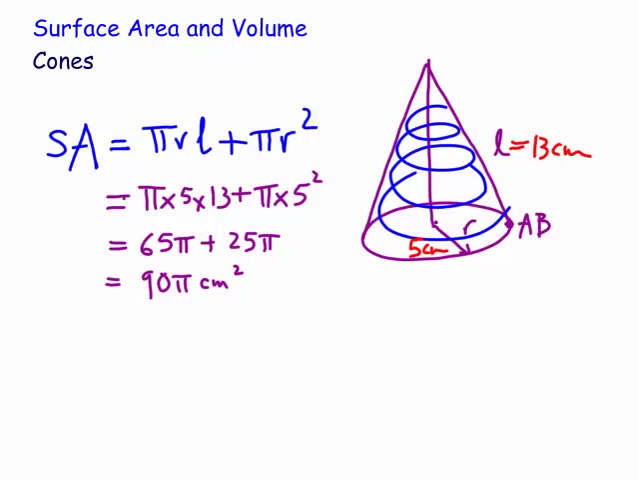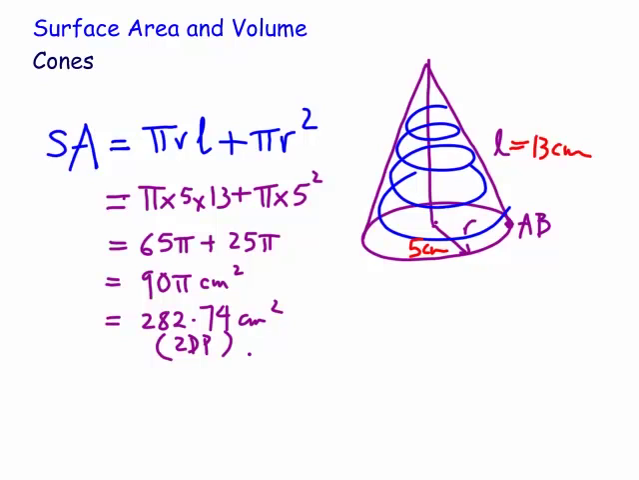And you can round that off to some decimal places if you want to. It works out to be about 282.74 centimeters squared. So it's 2 decimal places. I mean, 90 pi is the exact surface area, but 282.74 centimeters squared. That's 2 dp, 2 decimal places.